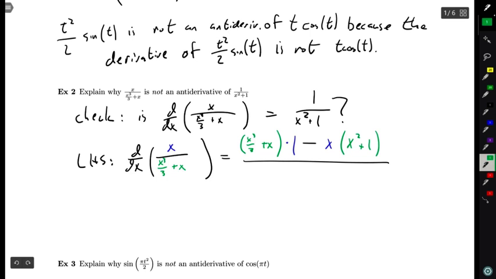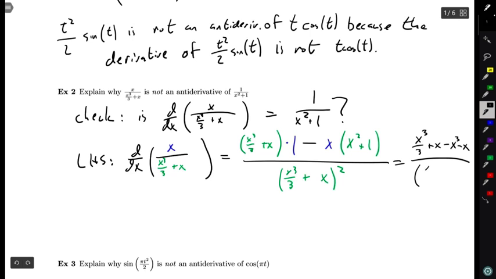divided by the denominator squared. So in this case, I have x cubed over 3 plus x squared. Doing a little bit of arithmetic here, we can see that my numerator is going to simplify to x cubed over 3 plus x minus x cubed minus x, all divided by x cubed over 3 plus x squared.